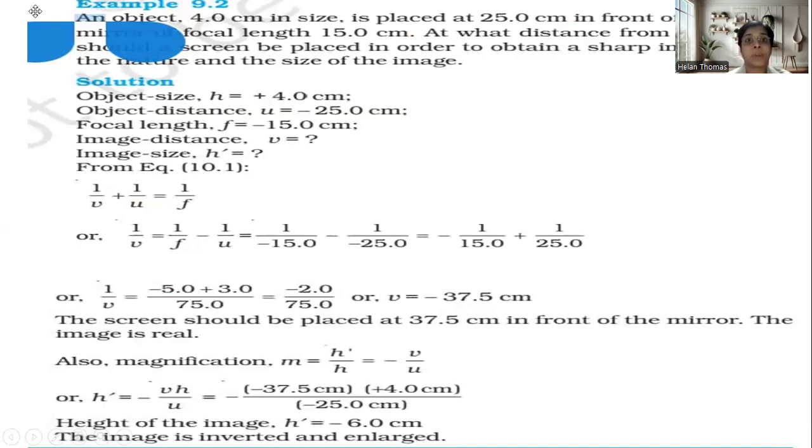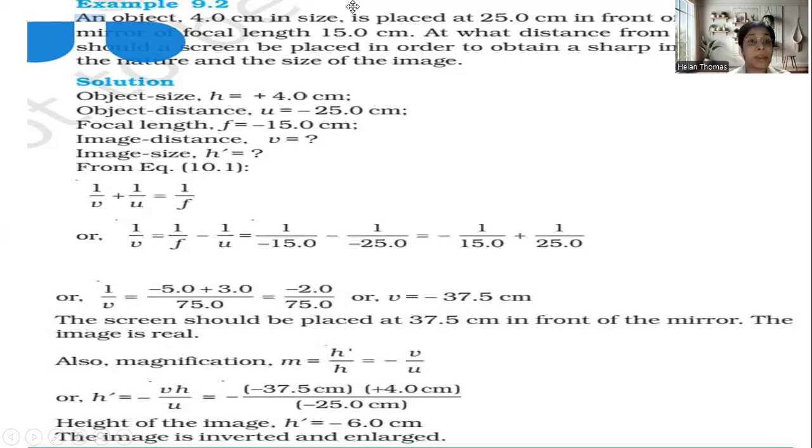Here you have an object 4 centimeter in size, placed at 25 centimeter in front of a concave mirror of focal length 15 centimeter. At what distance from the mirror should a screen be placed in order to obtain a sharp image? Find the nature and size of the image.